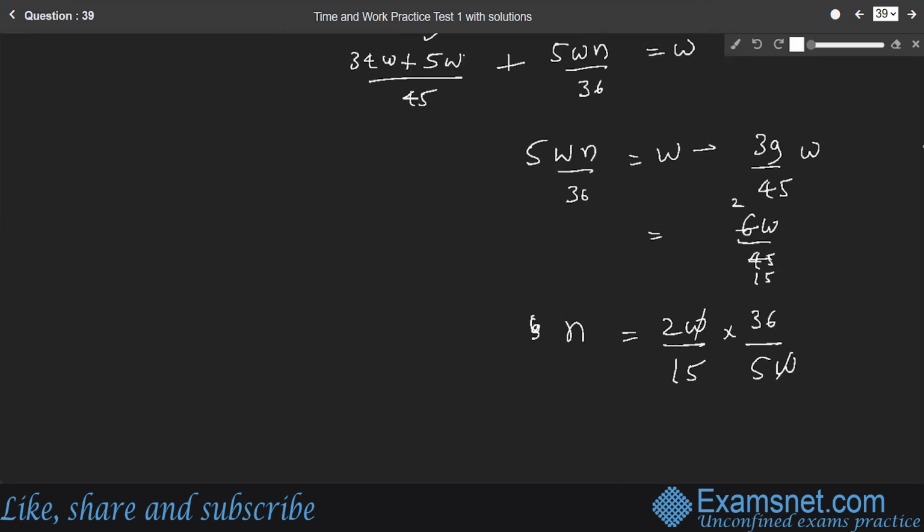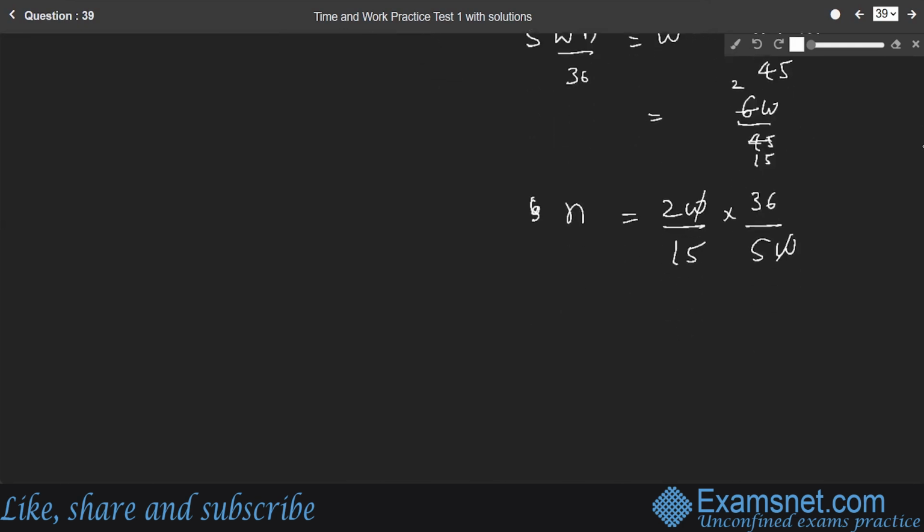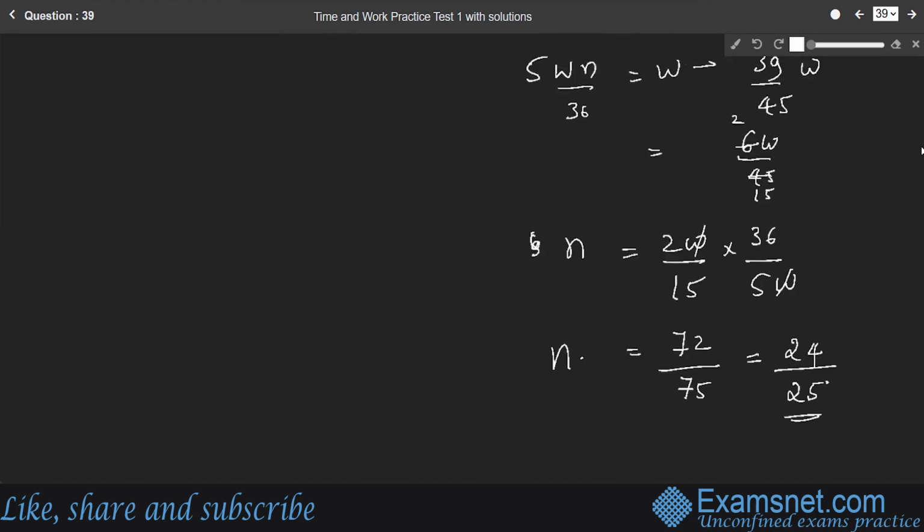W and W will get cancelled. So we have 36 into 2, 72, and 15 into 5, 75, right? 72 by 75 as the value of n. So it is divisible by 3, right? 3 into 24, 3 into 25. So 24 by 25 is the value of n, right? 24 by 25, value of n.